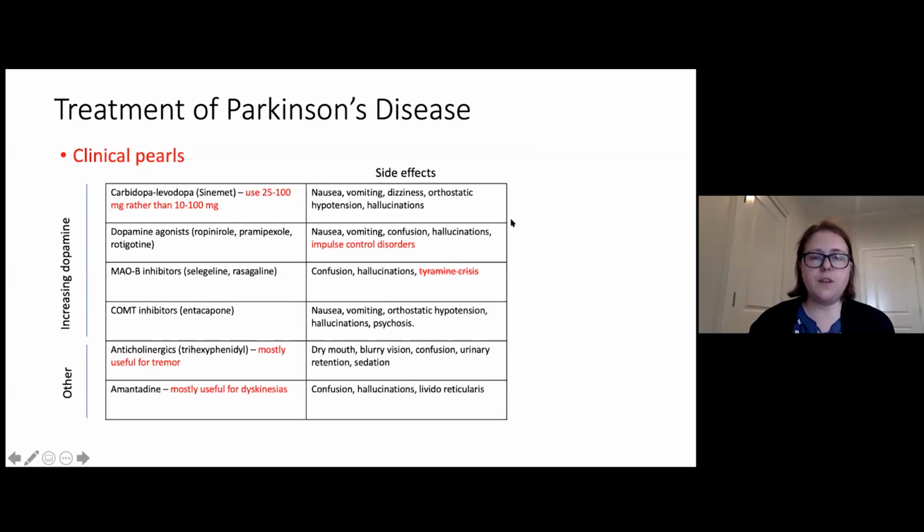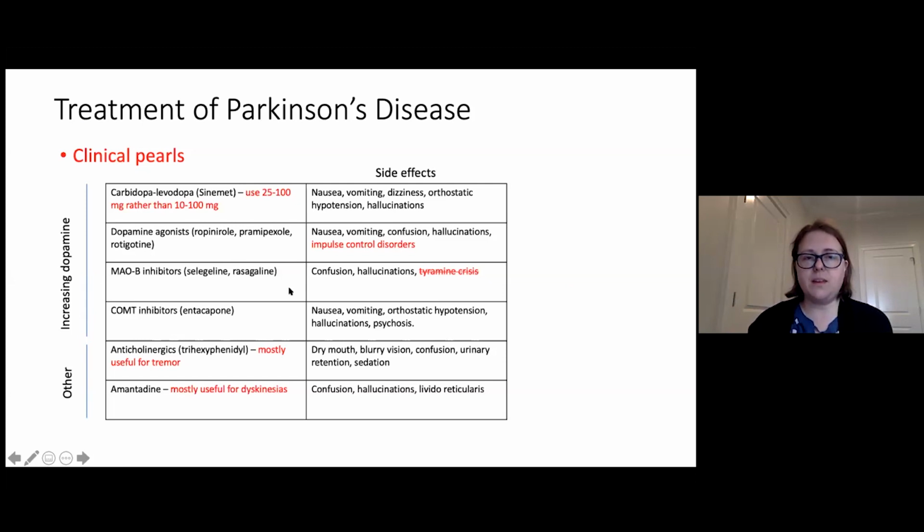I'll highlight a few other things that I think could be likely questions on a board exam. So the dopamine agonists work similarly to carbidopa, levodopa. They do have a slightly different side effect profile, which includes impulse control disorders. This can be a big deal, particularly in young people, and something that you want to screen for to make sure they're not having pathologic gambling, sexual activity, shopping, etc.